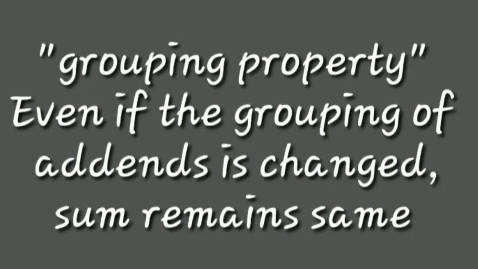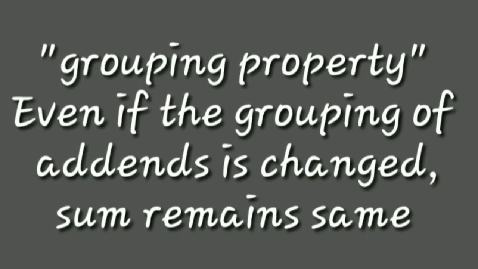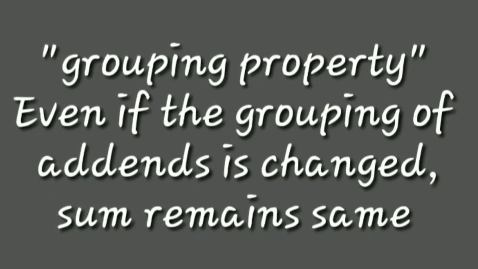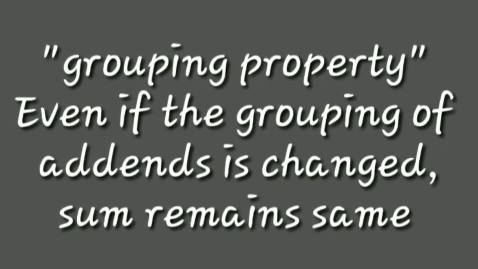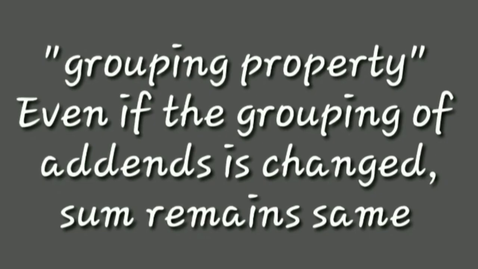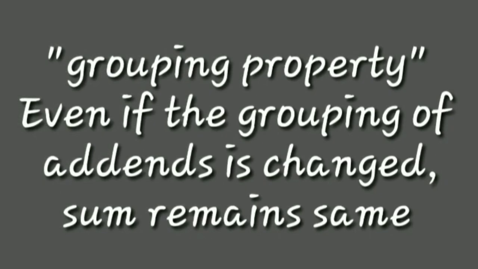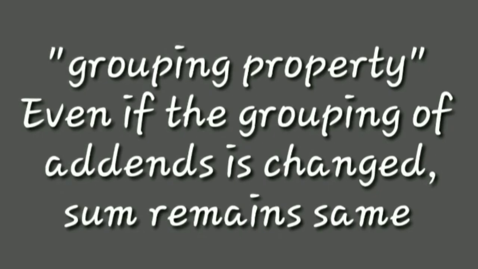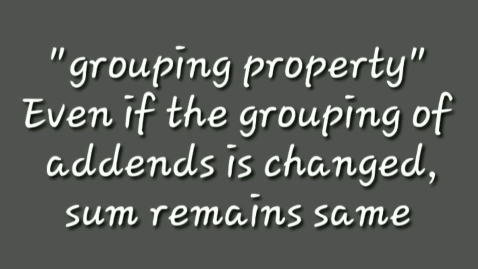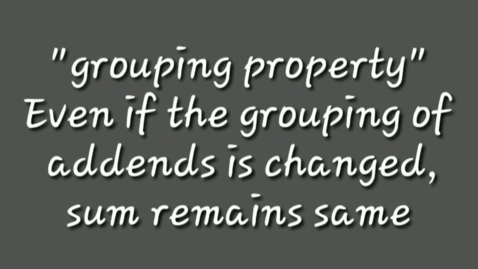After that, we have studied about the grouping property. What is grouping property? Grouping property states that if the grouping of addends is changed, the sum remains the same. It means that if we change the group of addends, the answer comes out to be the same. We have learned about these with the help of examples also.